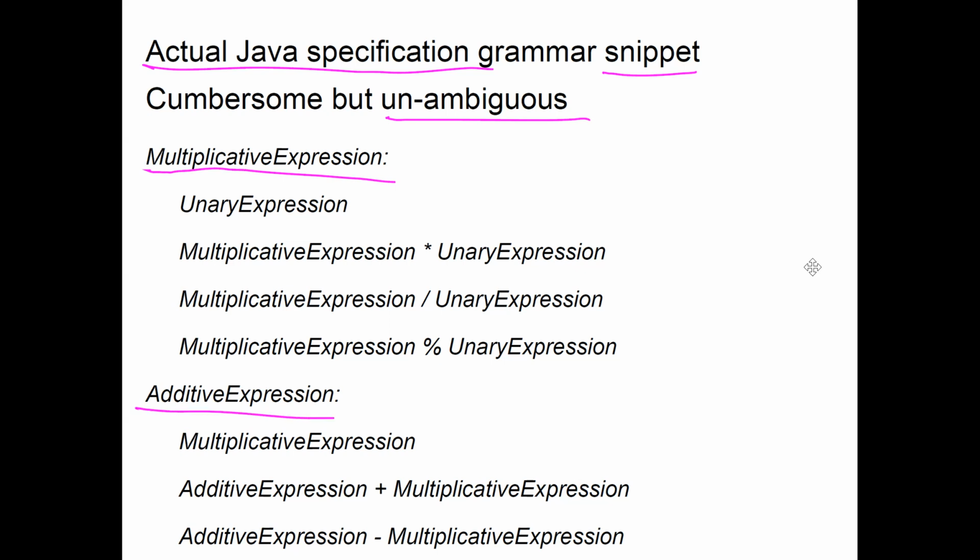So the additive expression can become a multiplicative expression, but not the other way around. And this forces an order in the derivations, which makes the grammar unambiguous. And that's it for now.